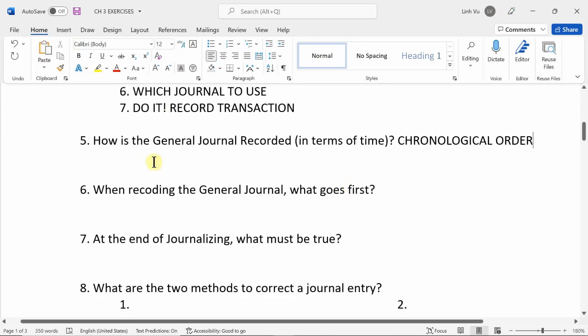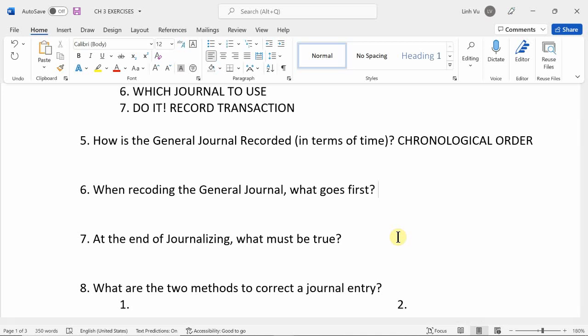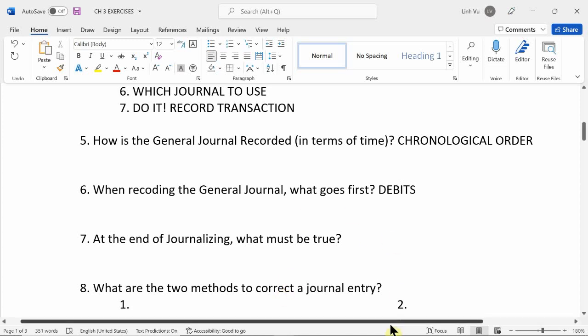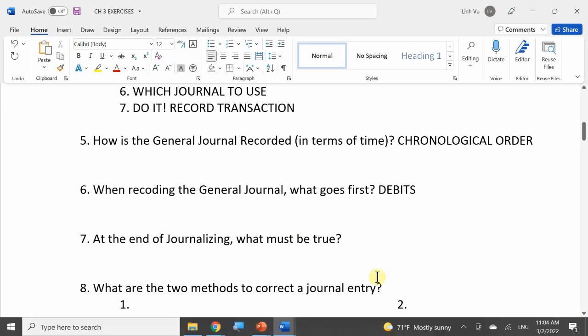Number 6, okay? When recording the general journal, what goes first? Debit. Your debit accounts are always going to go first. Good. Okay. All right. At the end of the journalizing, what must be true?